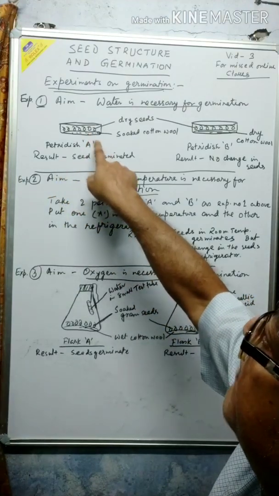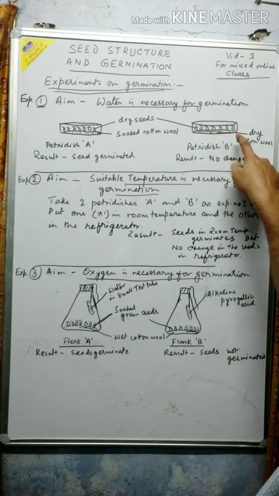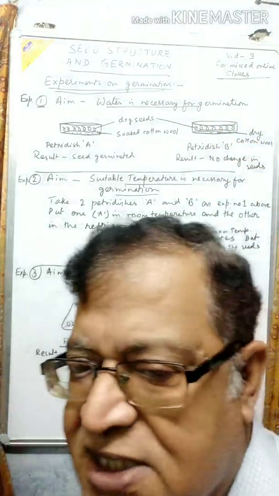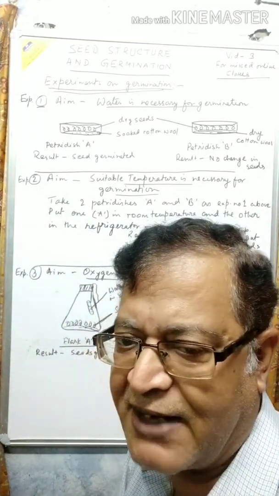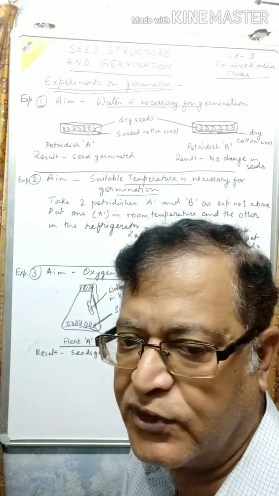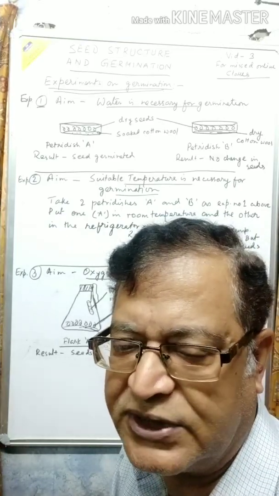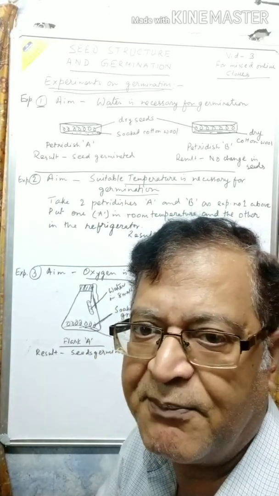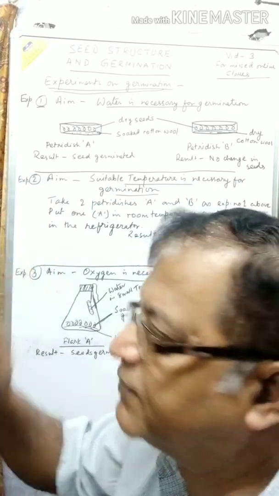Seed germinated in petri dish A, but there is no change in the seed in petri dish B because there is no water. It is a common experience of ours at home also. You keep seeds like gram seeds in water for your food, and they start germinating if you do not eat them for 2-3 days. The plumule comes out. So this is the basic thing, that water is required for germination is proved.